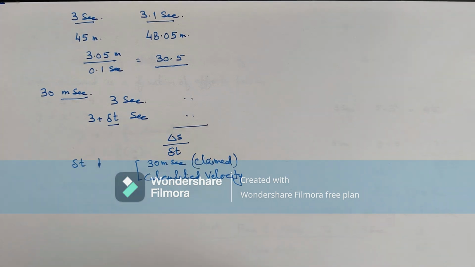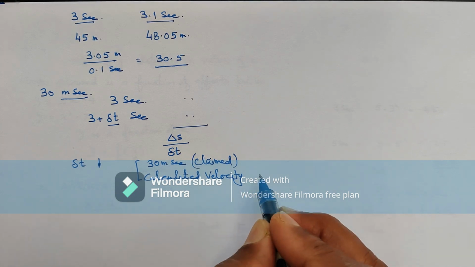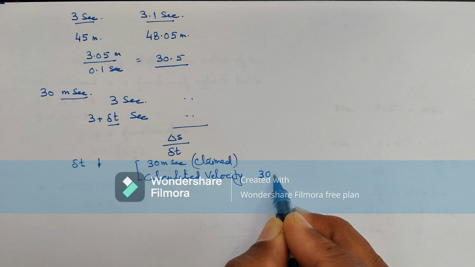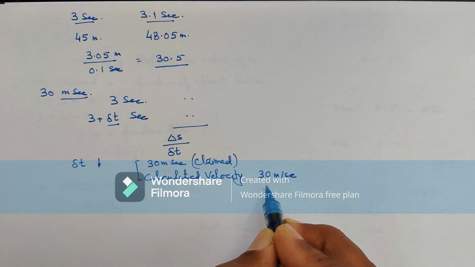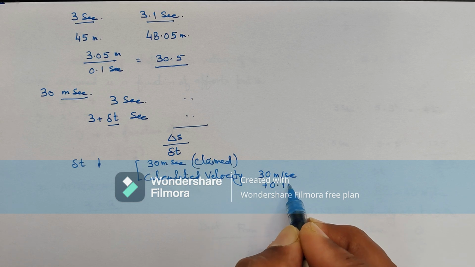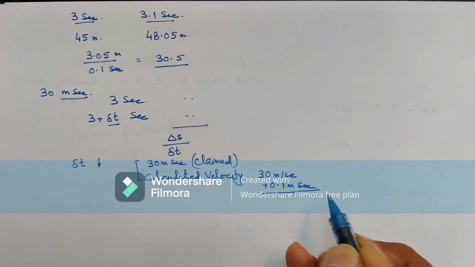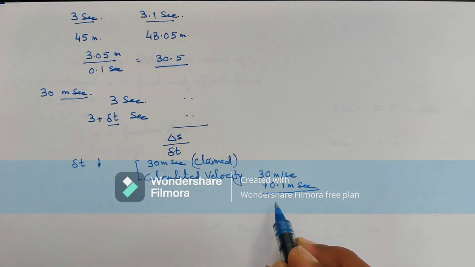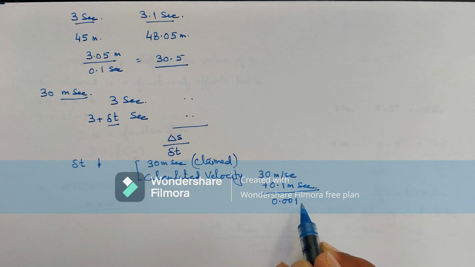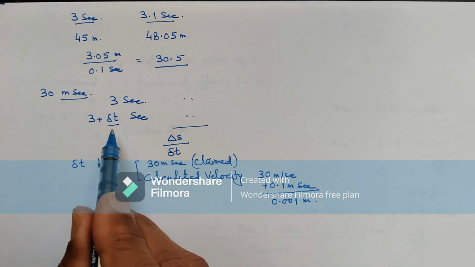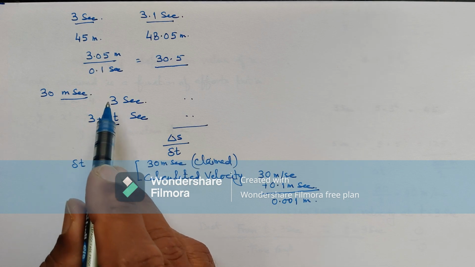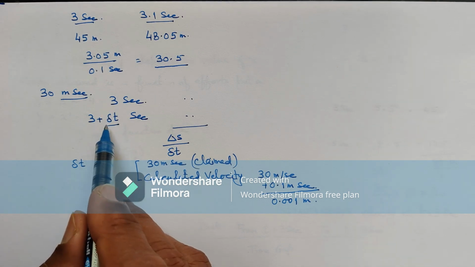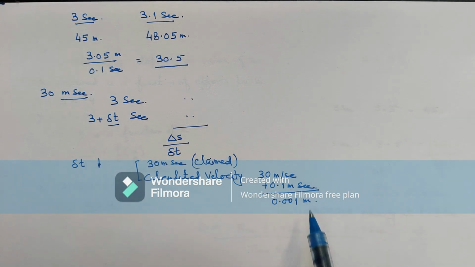You want me to choose the second instant such that the calculated velocity comes to 30 meters per second plus 0.1 meters per second. Yes, I can get you that by taking a smaller value of delta t. No, you don't want 0.1 meters per second, you want 0.001 meters per second. Yes, possible. I'll take delta t still smaller. First instant at 3 seconds, second instant at 3 plus something still smaller, and I will get within 0.001 meters per second of my claimed velocity.